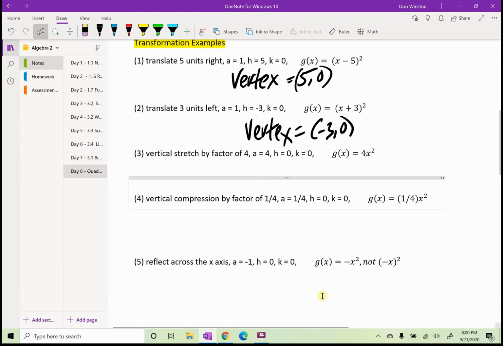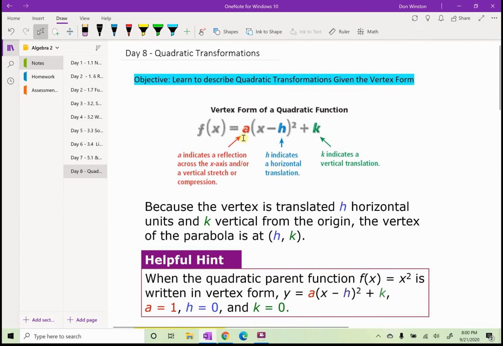Let's look at the next one. Vertical stretch by a factor of 4. Let me go back up here. A will do three things for us. It will reflect across the x-axis, and it will do a vertical stretch or vertical compression. H will move things left or right, and K will move the graph up or down.